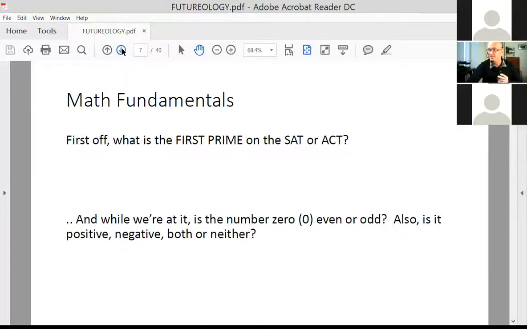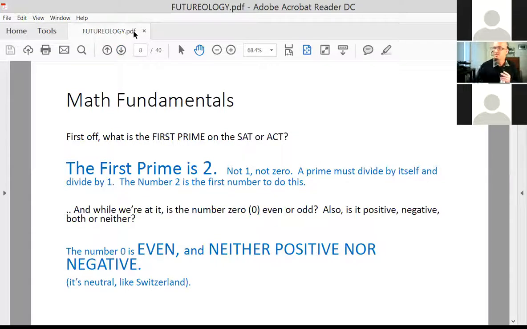The answer is, the number 0 is even, and it's neither positive nor negative. 0 is neutral as far as positivity or negativity. It's neutral like Switzerland. That's maybe a good way to remember it. So if you just write down on your notes that 0 equals Switzerland, you'll have that forever. And if you ever get one of those questions, you should be okay.